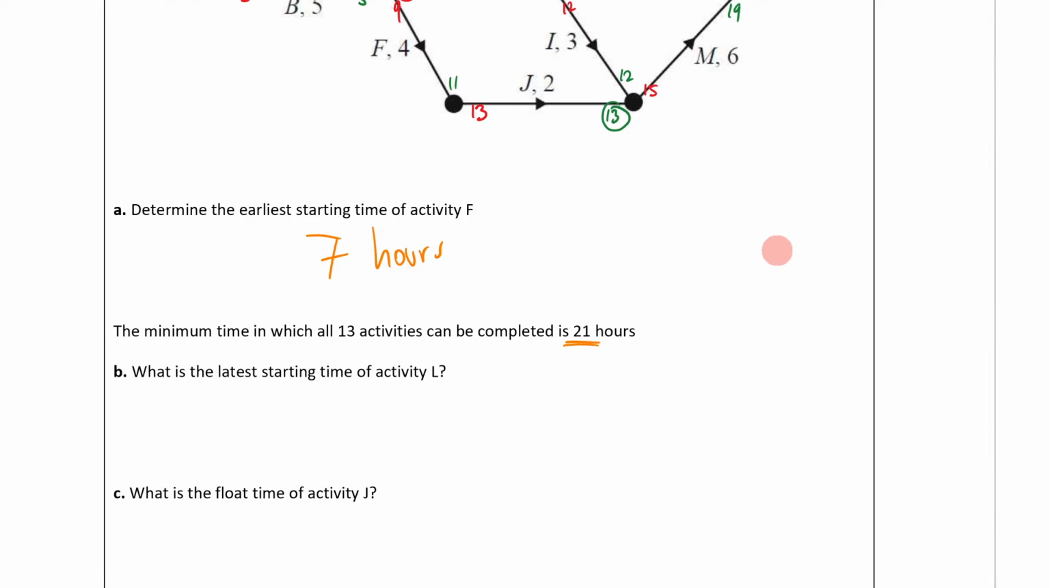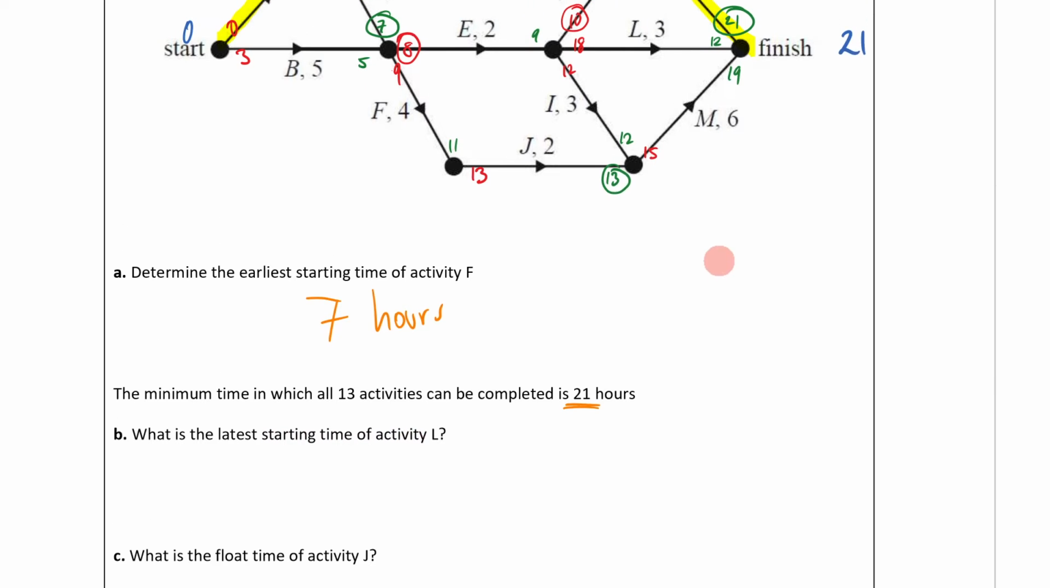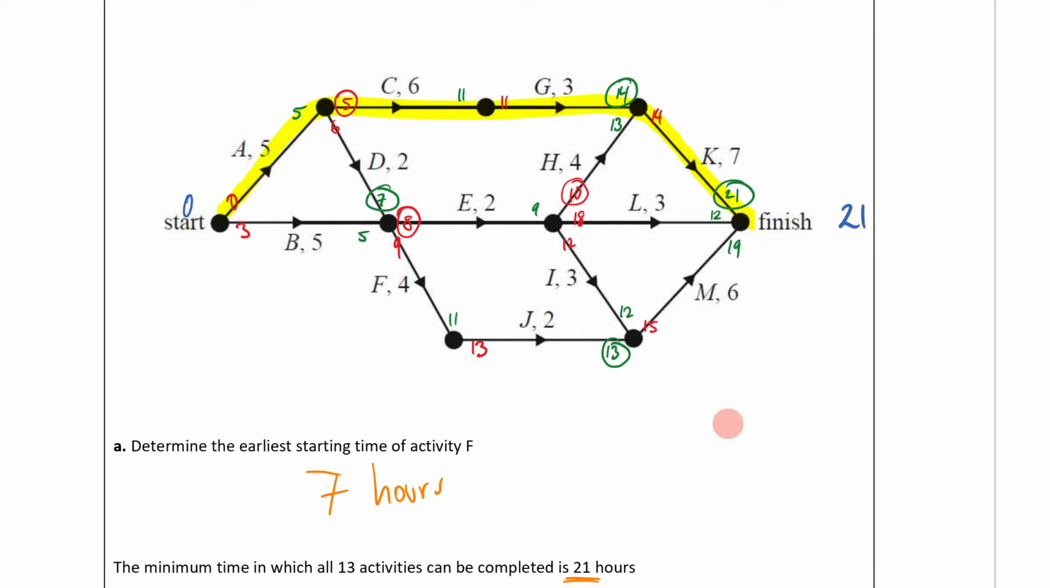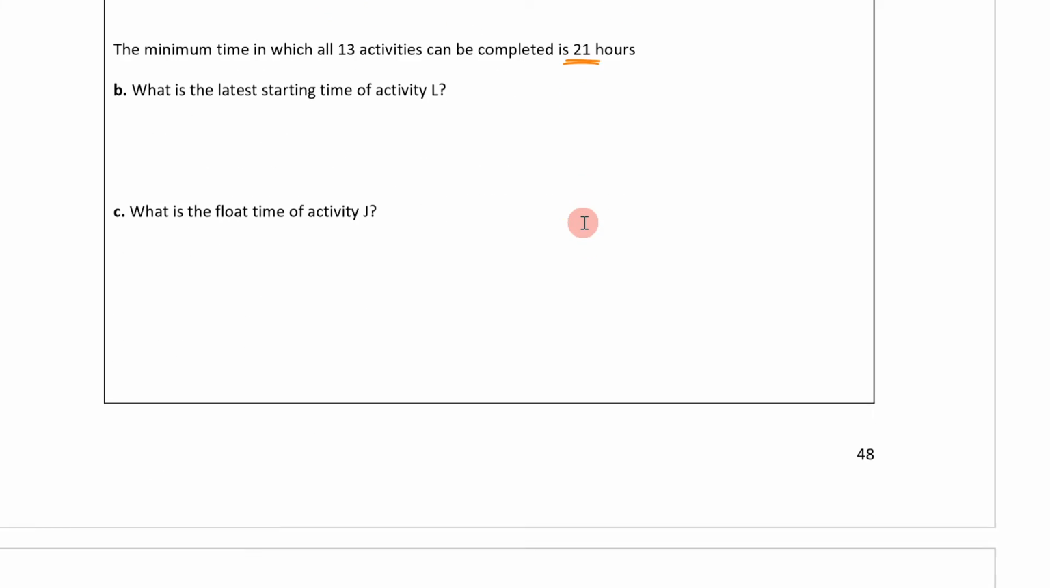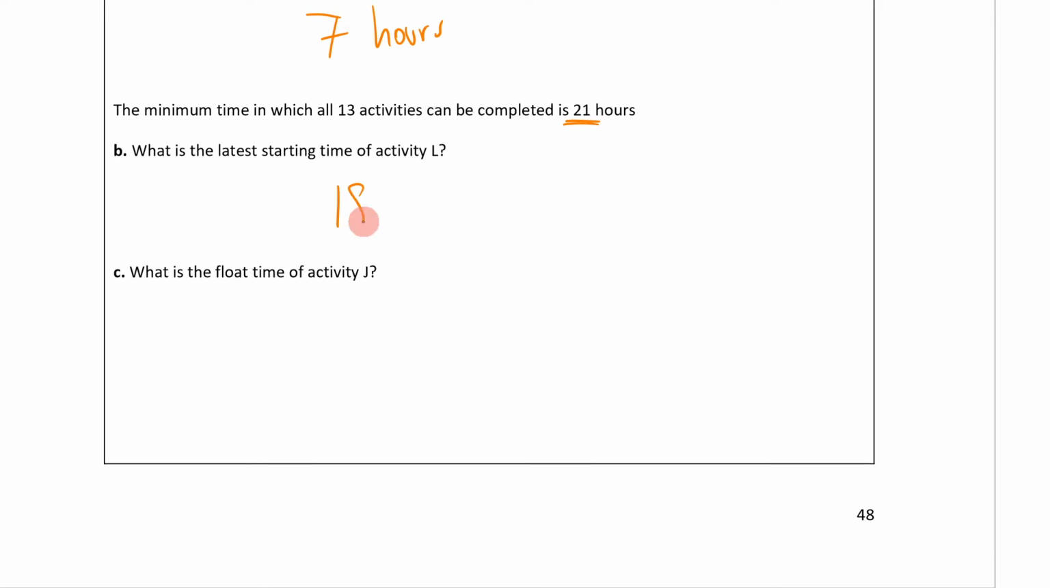Hooray. What is the latest start time for activity L? Where is L? L is here. You can see it is going to be 18, that's what we found there. So it's going to be 18 hours.